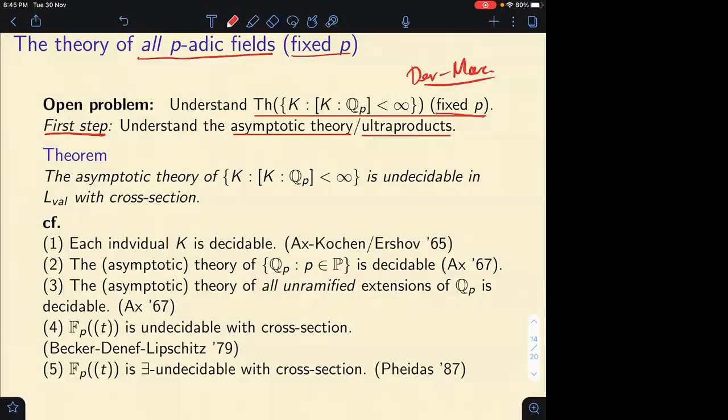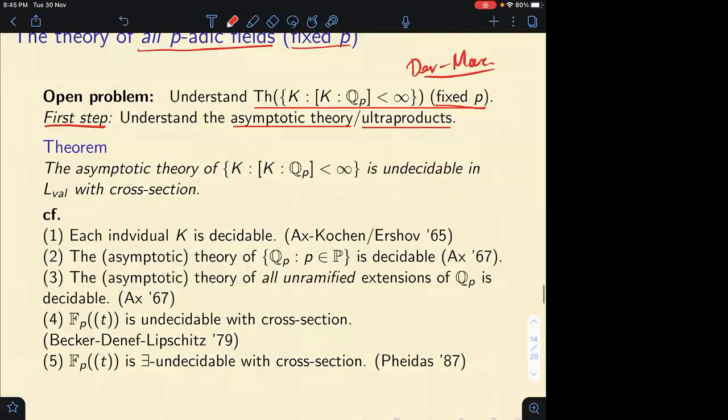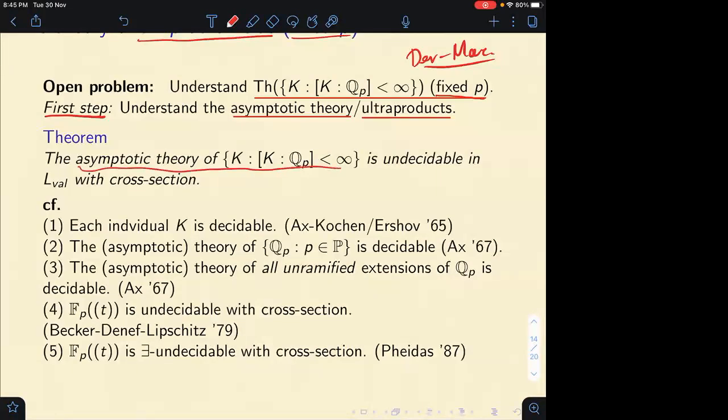Now, towards understanding the asymptotic theory of this collection, we actually encounter an undecidability result, at least in the presence of a cross-section in our language. So the asymptotic theory of p-adic fields is undecidable in the language of valued fields with a cross-section. So this is what we are going to prove. And let me say how this compares with the classical results in the literature.